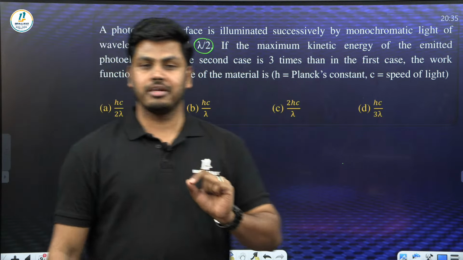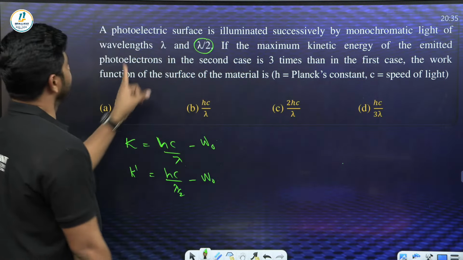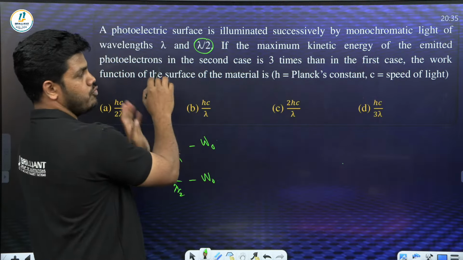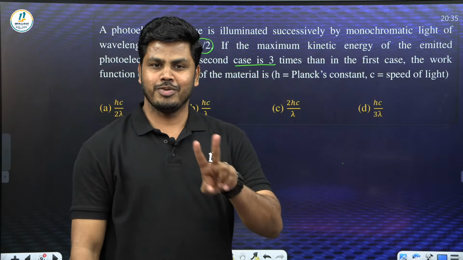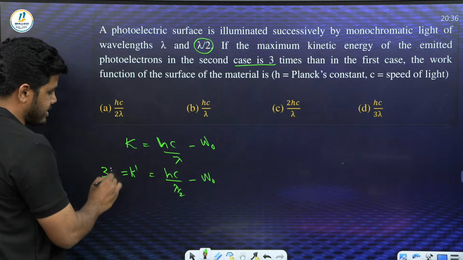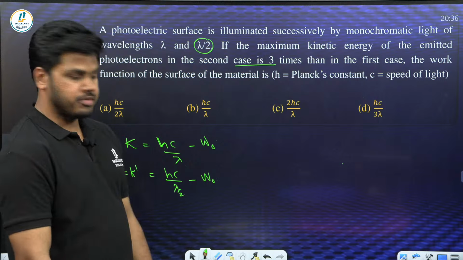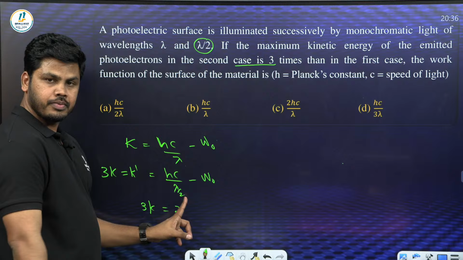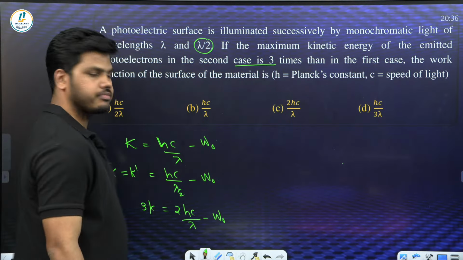One more piece of information is given in the question. How are these kinetic energies related? The kinetic energy of the emitted photoelectrons in the second case is 3 times that in the first case. So K dash we can write as 3 times K, right? So we can say 3K is equal to 2hc by lambda minus work function, right?